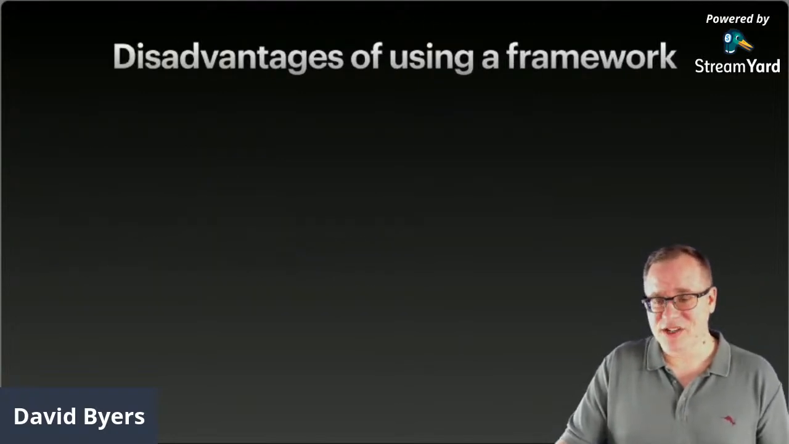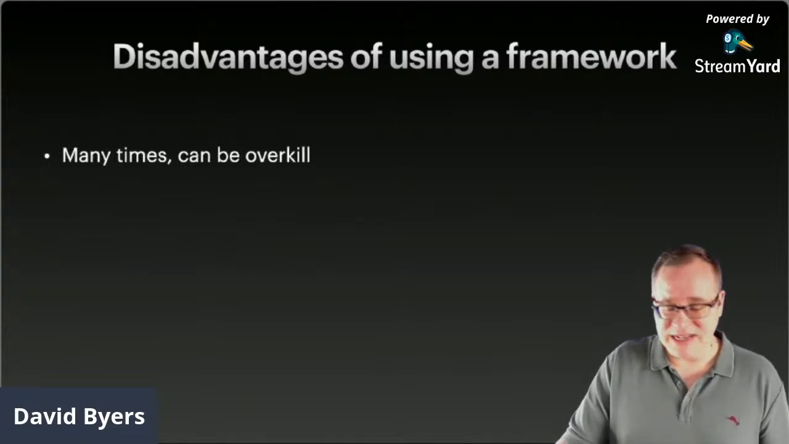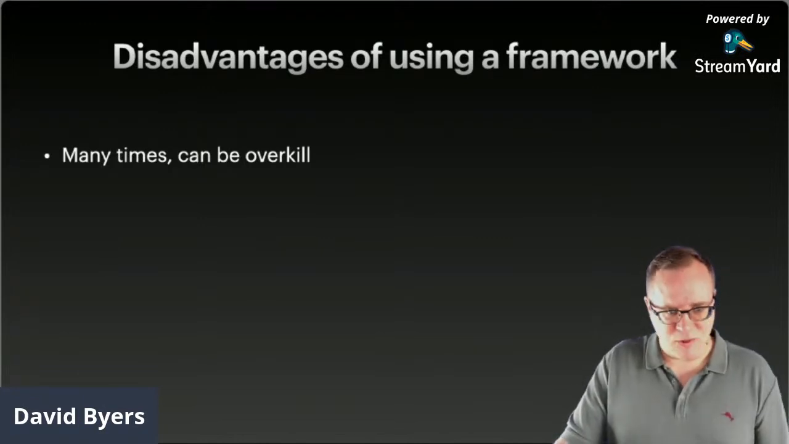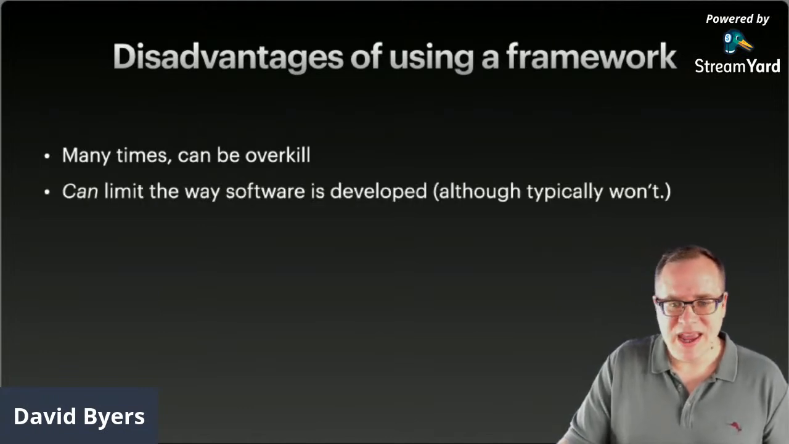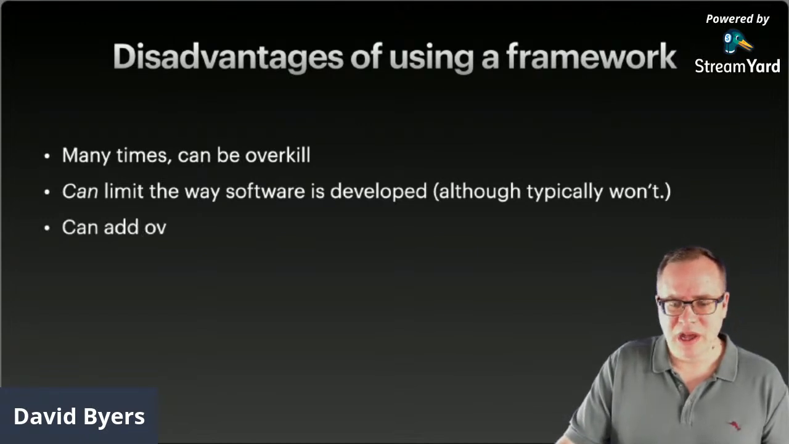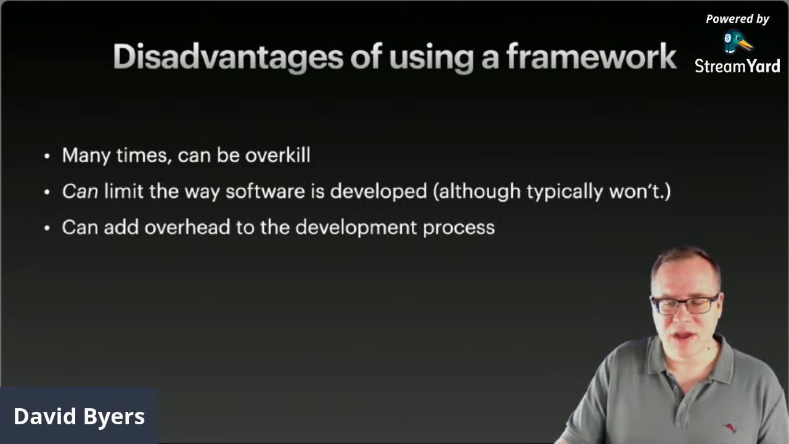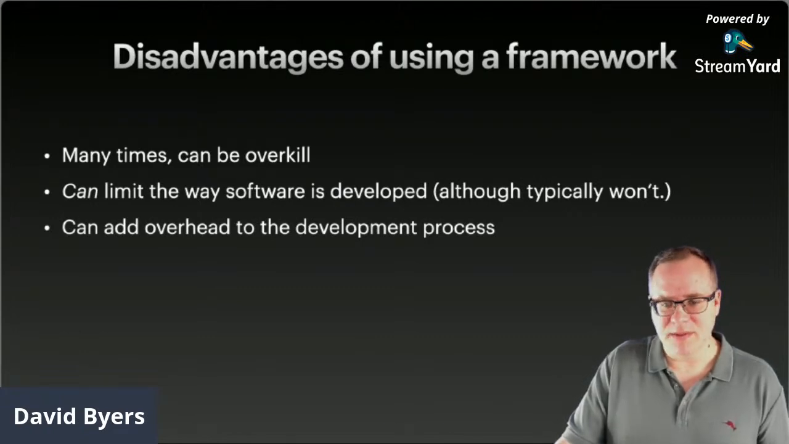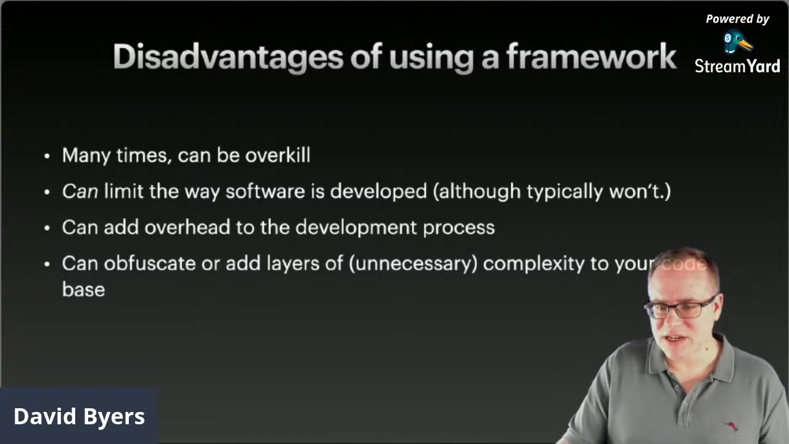Some of the disadvantages of using a framework: many times it can be overkill. I didn't need a full-blown framework for my stupid little CF mail form. And adding that would have produced a lot of overhead that was just too much for what I was doing. It can limit the way that software is developed, although it typically won't. It can add overhead to the development process. Again, if I put a framework on my stupid little CF mail form, it would have taken me 10 times as long. It can obfuscate or add layers of complexity to your code base.